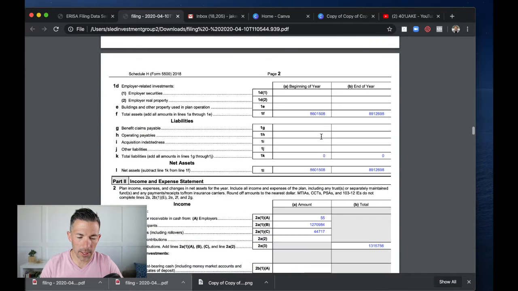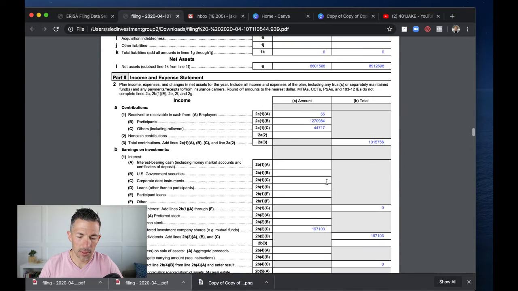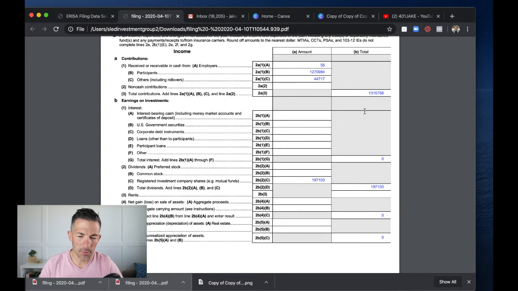One thing I will point out right here is income. This is a good number to look at. This shows you the flow. This is the participant amount of contributions. So $1.27 million came into the plan in 2018, and there were $44,000 in rollovers and a little bit of cash. So that tells you something there. That's helpful. And then it totals them up there.